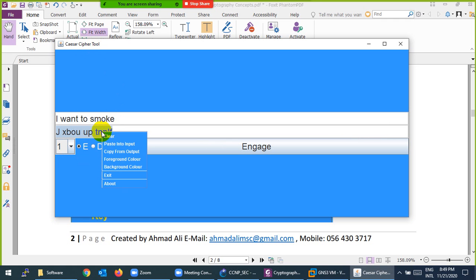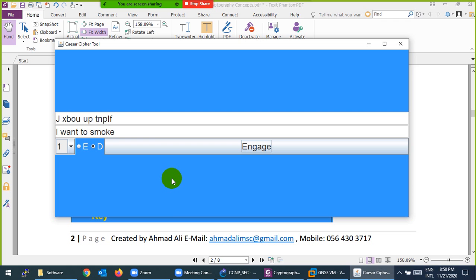So now the person who knows this, like me and my friend, knows that he used this method. So what will they do? He will copy this text, and instead of encryption, I told you what is encryption and decryption, he will put the data, but instead of encryption, he will decrypt and use the same key and enter. Now he understands that Ahmad wants to say that I want to smoke.